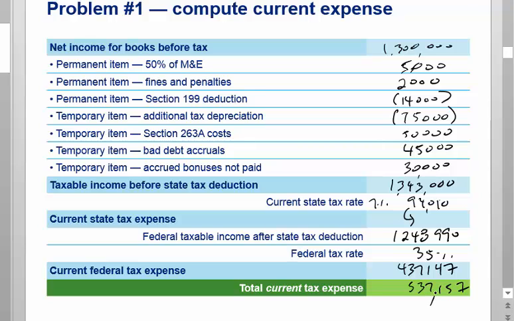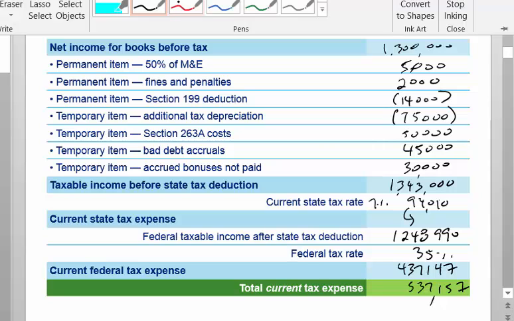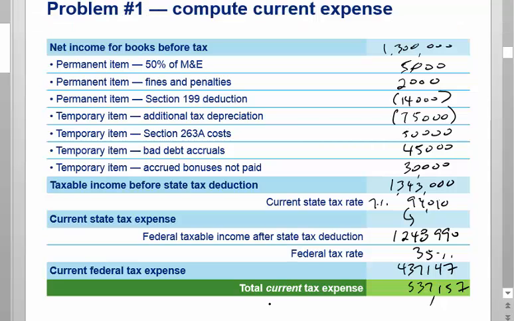$537,157. Okay. Current expense, right? So remember, one of the questions was, what's the journal entry for this? Do you want to answer that now or later? Okay, now. Sonia, what's the journal entry for this? Is that credit or debit? Credit payable and debit expense. Okay.